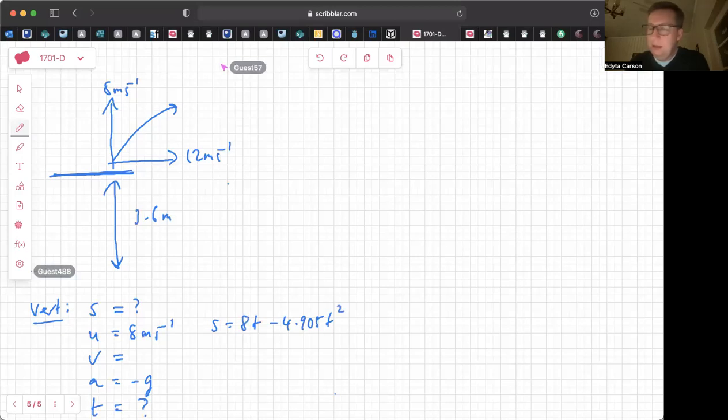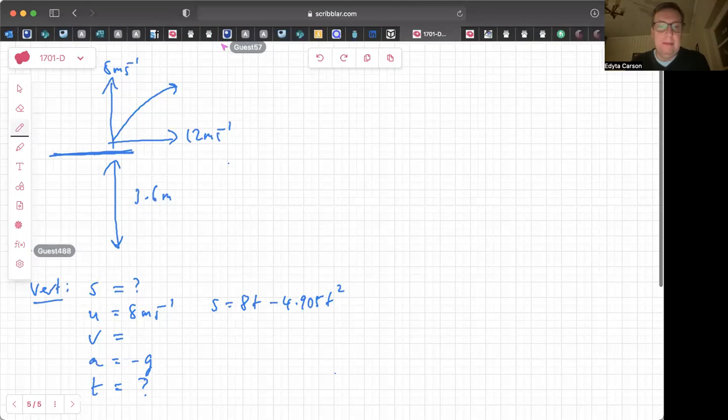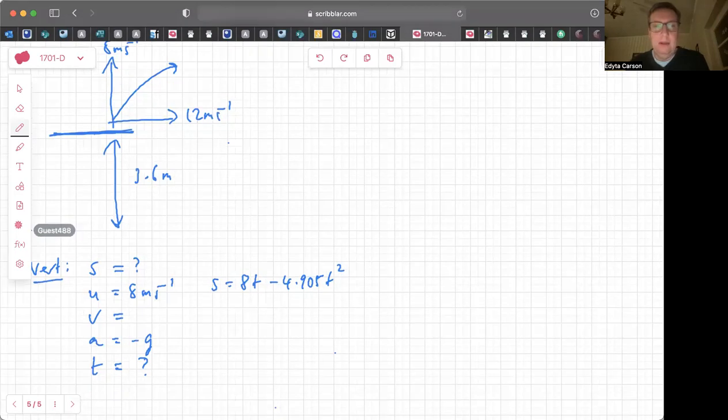That will tell us the position of the ball for any value of T. It also asks for the horizontal one. The horizontal one is very straightforward, just S equals 12T, because horizontally A equals 0, because there's no acceleration acting horizontally. It's not going to slow down, it's not going to speed up horizontally.